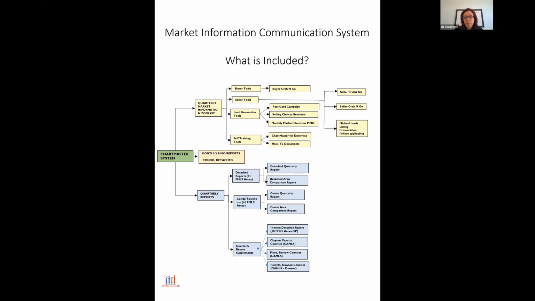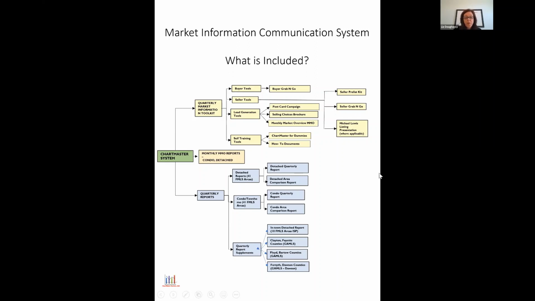There is a pre-list kit. There is a seller grab and go and a buyer grab and go, and those are really wonderful things to use. What I would recommend is you print those out. They have key charts, and you have them sitting in your office ready to go when you have an unexpected appointment. The idea is to grab it and go, and you're ready to present it to someone. These are all in PowerPoint and also PDF forms.